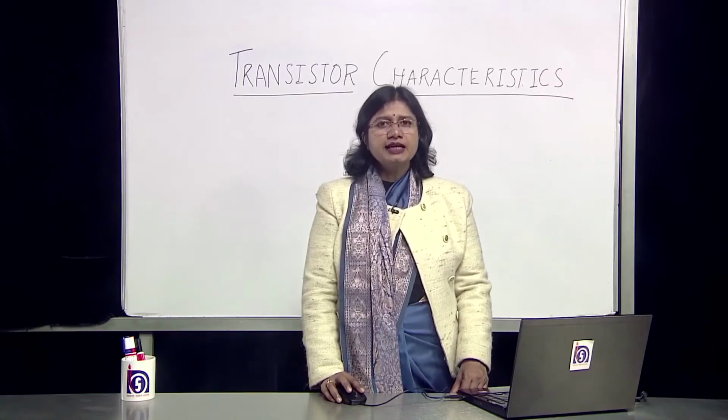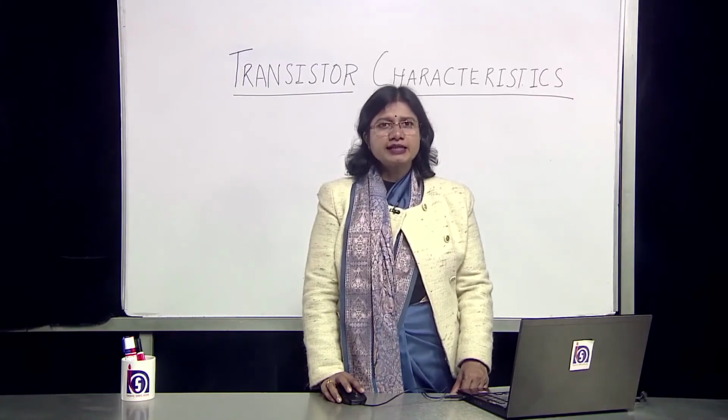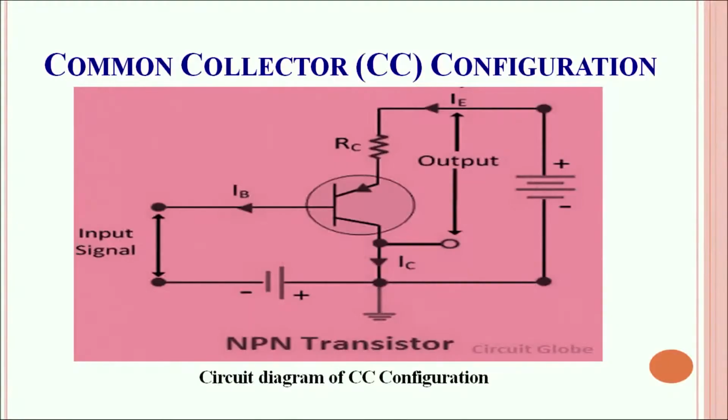devices. Let's have a quick look at the circuit diagram. This is the circuit diagram of the common collector configuration. Looking at the circuit diagram, what we realize is that the input circuit has the base and the collector arranged in the forward bias, while the output circuit has the collector and the emitter arranged in the reverse bias.